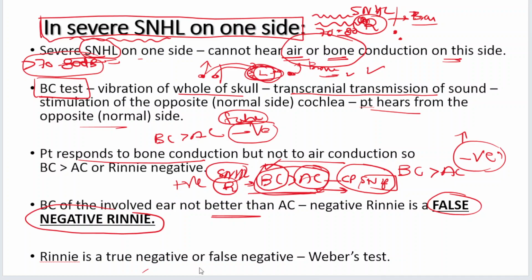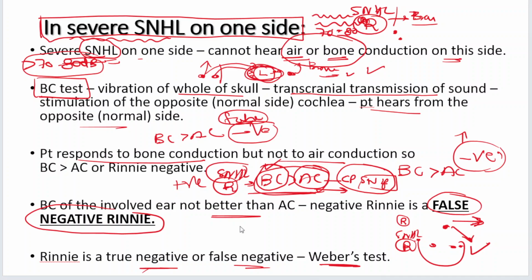How do you come to know whether it's a false negative or true negative Rinne? We do a Weber's test. We'll come to the Weber's test, but suppose there is severe sensorineural hearing loss on the right side. If you place a Weber's test, it will get lateralized to the left ear, because this is a bone conduction test. This side he is not able to hear anything; here he will be able to hear normally. So Weber is lateralized to the left, but the disease is in the right. That's how we find out that the left side cochlea is working, the right side is not working. When you have multiple combinations, it gets a little bit complicated.